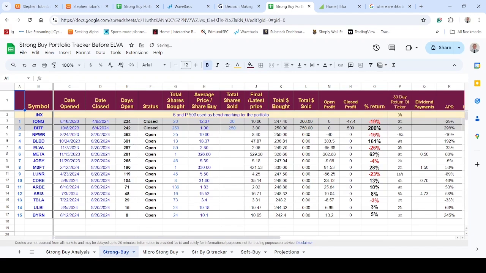Now we've got the strong buy portfolio in front of us. This was actually yesterday, and we can see there are 3 trades causing me concern. Net Power is down 16%, Electrovia down 26%, and Intuitive Machines down 23%. Obviously we're going to look at those 3 and make a decision. Should we keep them? Should we not?